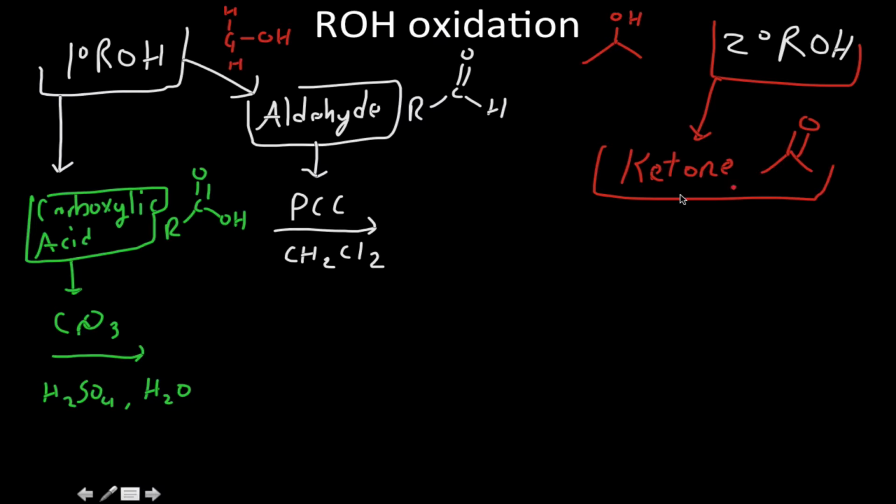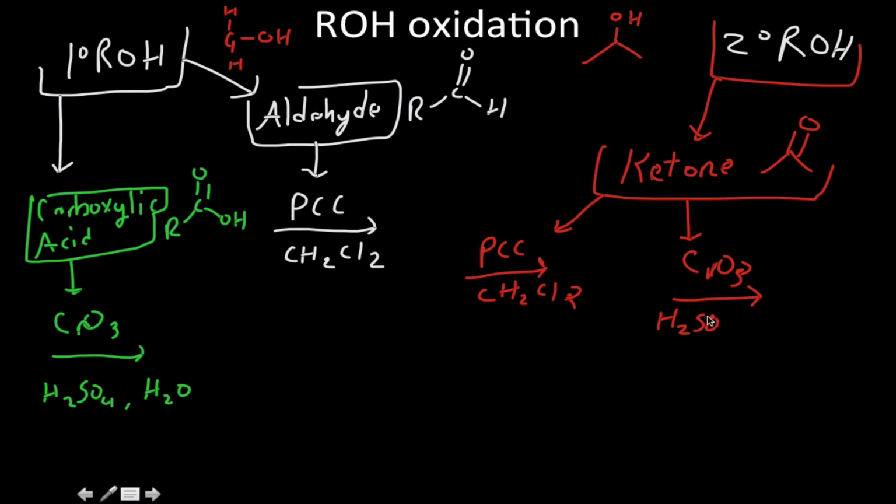What gets me ketones? Well, there's two reagents, but they're going to be the exact same. There's PCC, and I can react that with dichloromethane. And then there is chromate in sulfuric acid and in water. So those are the only two reagents that I can use for that.